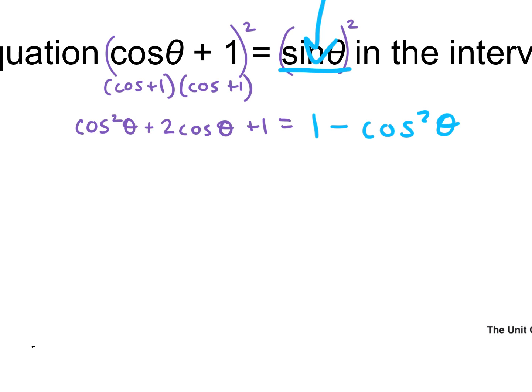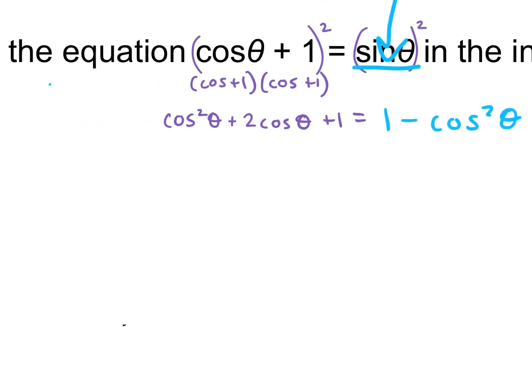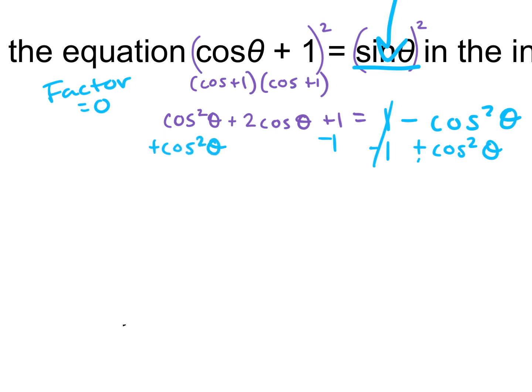Now we have cosine squareds and cosines, so what do you think we're going to have to do to solve? Move it to the other side so we can factor. We're going to want to factor. So let's move everything to one side to get it to be equal to 0. So I'm going to subtract 1 and add cosine squared. So 2 cosine squared plus 2 cosine. The 1's cancel, so this is equal to 0.